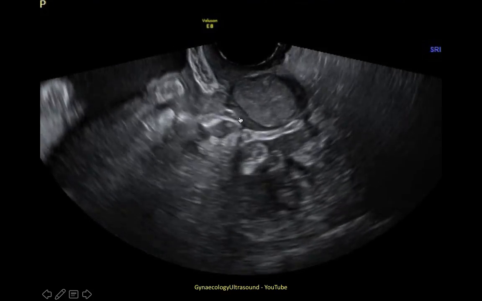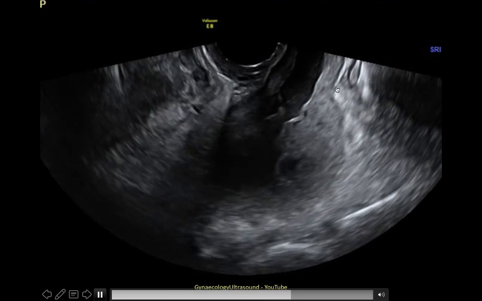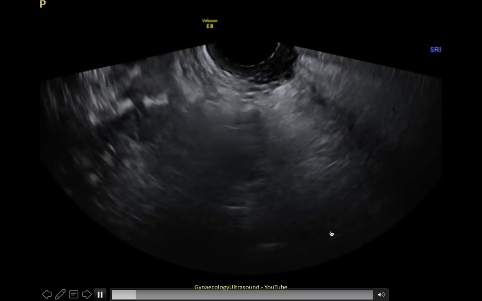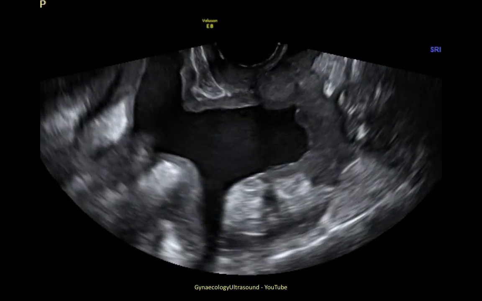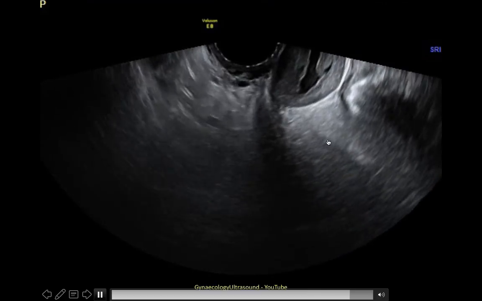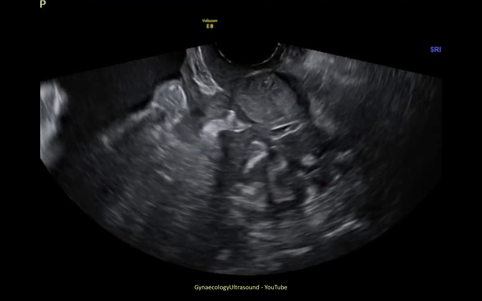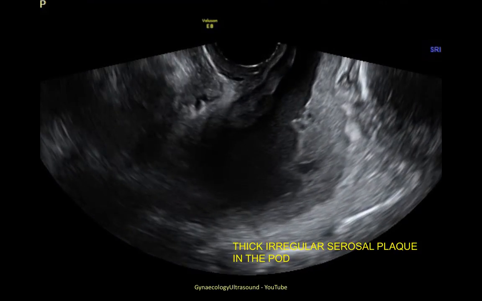This is a video of a thick irregular serosal plaque in the pouch of Douglas. You can see it just here. Here it comes. So if you put your probe in the posterior fornix, you'll be able to see the serosa if there's free fluid, and you'll be able to look for such serosal abnormalities. Thick irregular serosal plaque in the pouch of Douglas.